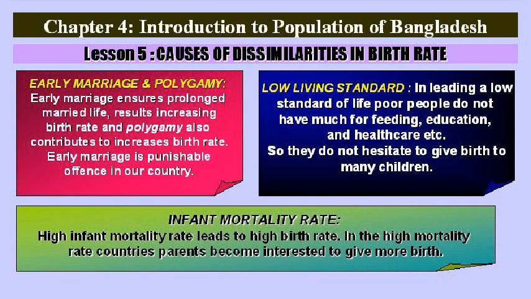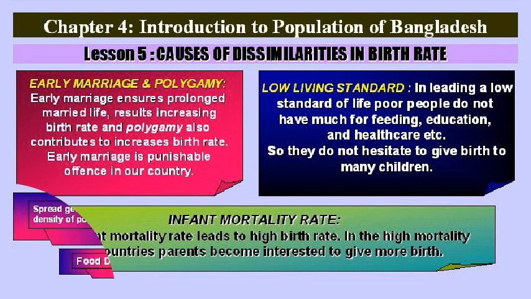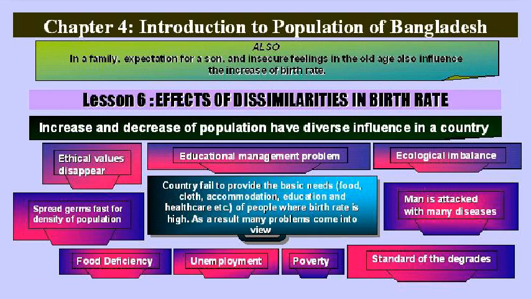And then the next one is infant mortality rate. High infant mortality rate leads to high birth rate. In the high mortality rate countries, parents become interested to give more birth. And also, in a family, expectation for a son and insecure feelings in the old age also influence the increase of birth rate. Okay, this is about causes of dissimilarities in birth rate.